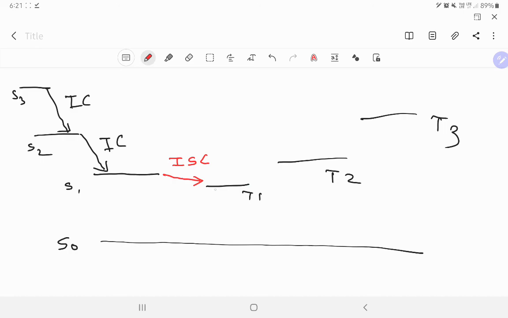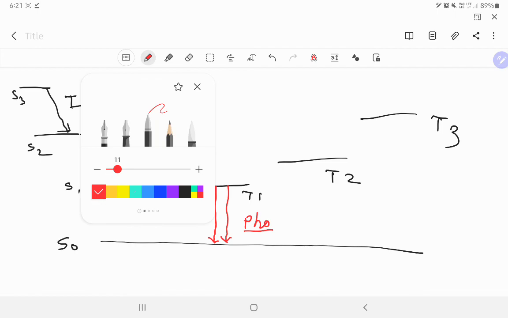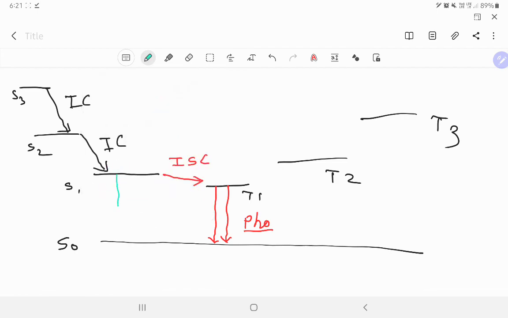It is a triplet state, and from triplet to singlet it requires time again. It is called phosphorescence. And from higher singlet to ground singlet, it is called fluorescence. Got it? Okay, thank you. In the next lecture we will revise these and go on to the next topic. Thank you.